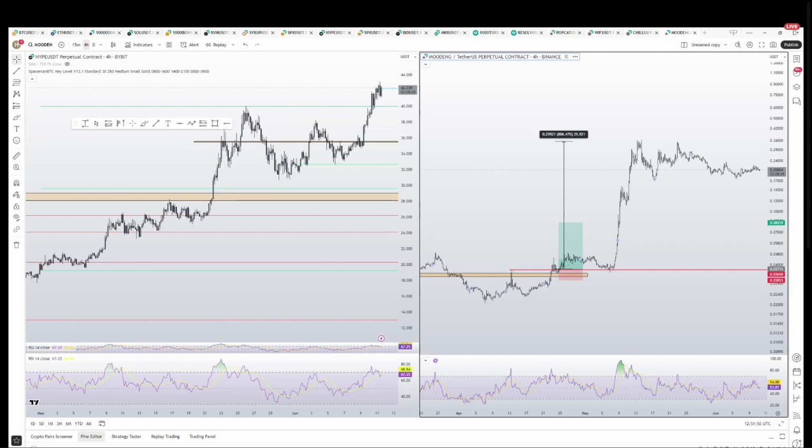This is the reason why a lot of people misunderstand funding. They think of it as a long versus short ratio. It isn't, right? High funding doesn't necessarily mean more longs, and negative funding doesn't necessarily mean more shorts, right? It isn't a long versus short index.